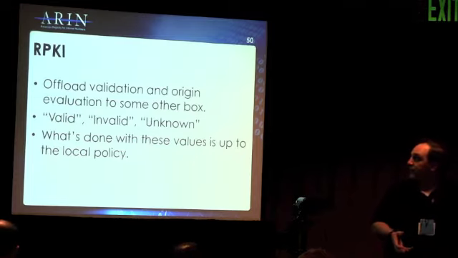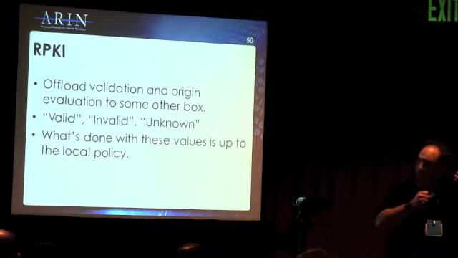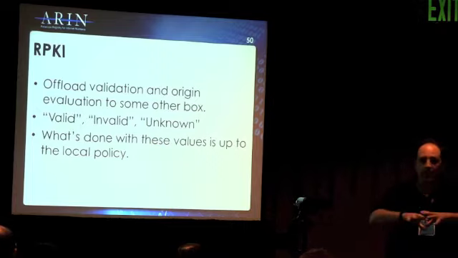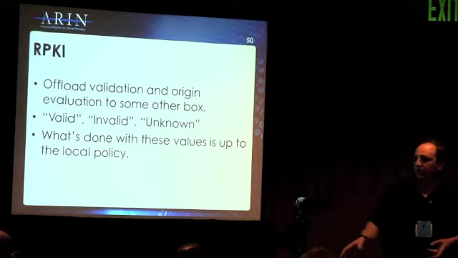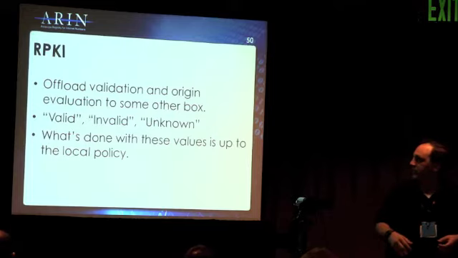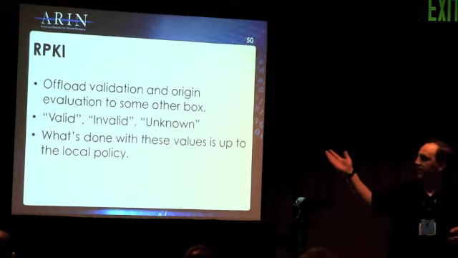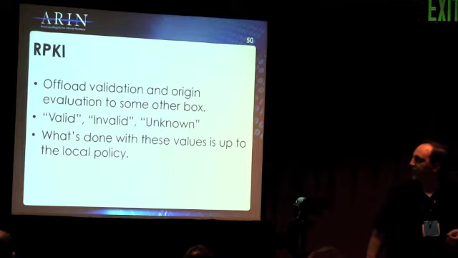All right, offload validation and origin evaluation happens on some outside box or boxes that you have. The border routers send the origin to these validation boxes, and they reply with valid, invalid, or unknown. What happens on the routers is really up to your local policy.